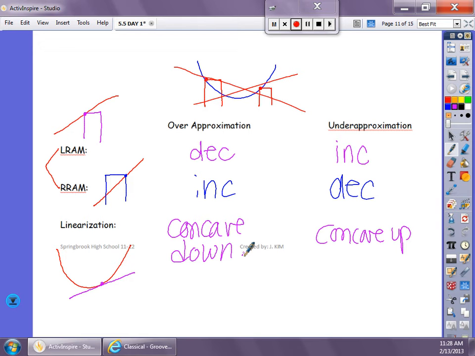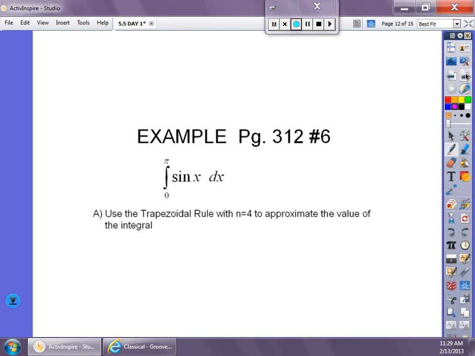But what Anthony said before, if you had to choose the most accurate, which one would you choose? Trapezoidal. Okay? So you do trapezoidal when you're trying to get an approximate value that's close to the real. Your L and R's are pretty far off unless you make them extra, extra, extra tiny. Okay. Now we can get to some practice.